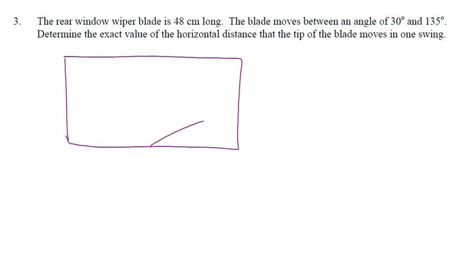Here's the window. 30 degrees. 135 degrees. 90. 90. 48. 48. And we're trying to find that distance there, right? Trying to find the horizontal distance that it moved, although really it shouldn't do that. So let's call that x. And let's call this y.